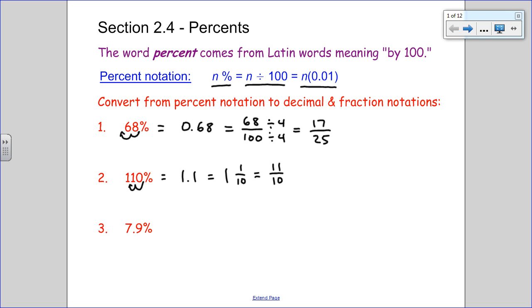Finally, the third example, 7.9%. Notice that to convert to a decimal number, as we move that decimal point, we'll need to add a placeholder 0. So our answer is 0.079. And this is equivalent to the fraction 79 thousandths.